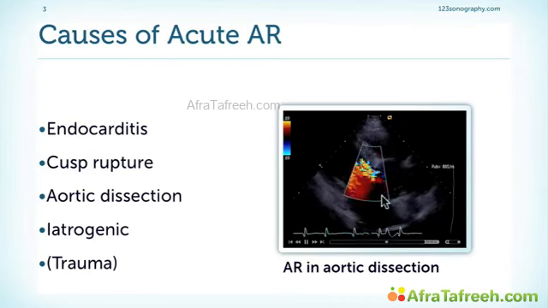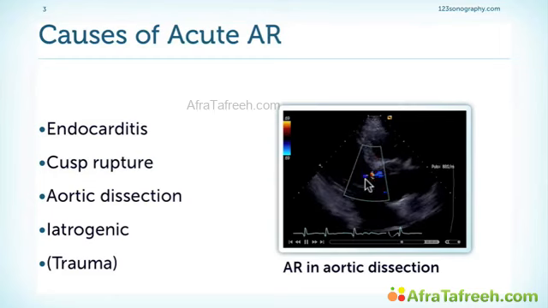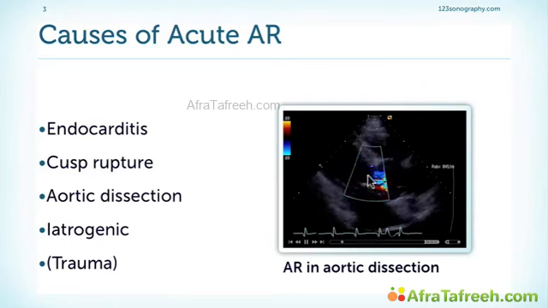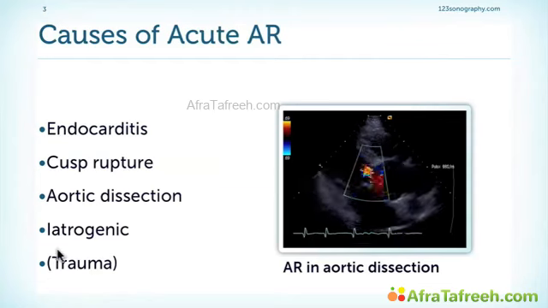This is such an example. We can see a dissection membrane here in the aortic root, and this dissection membrane causes malfunction of the aorta and severe aortic regurgitation with a very broad jet and a very large flow convergence zone.